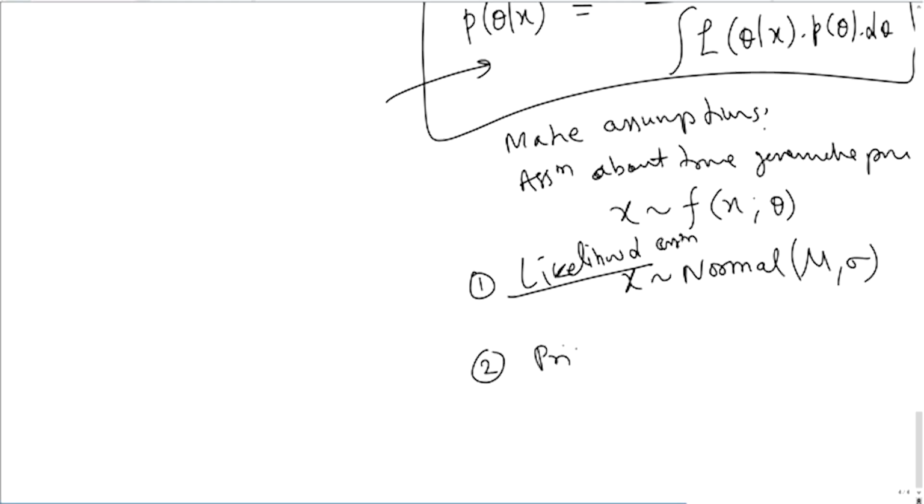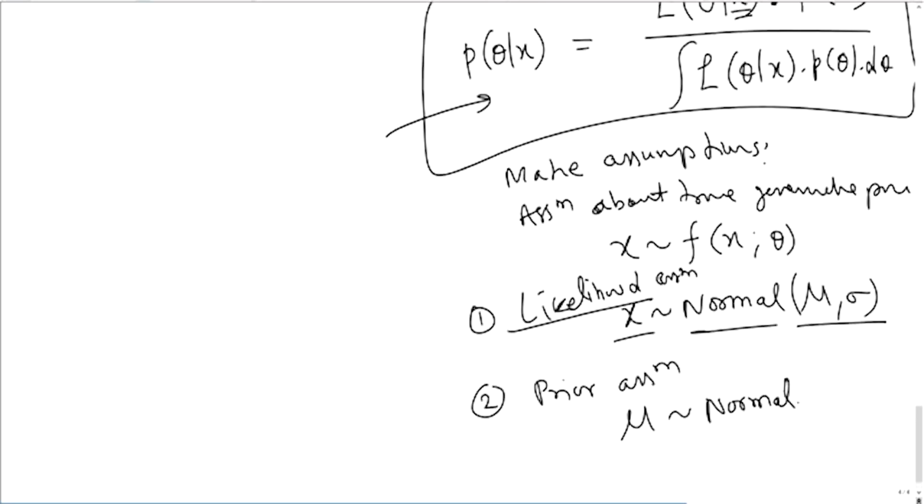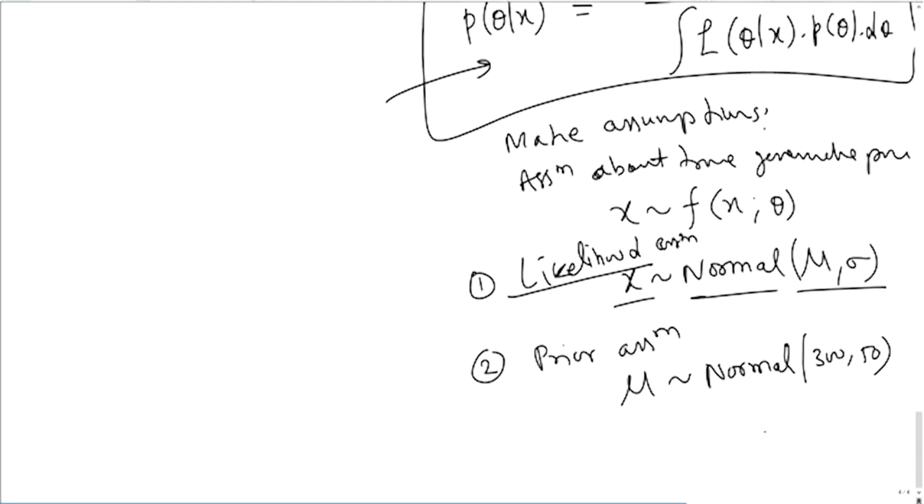Second, you need to make a prior assumption. What is the prior distribution of theta before seeing any data? Let's say you assumed x comes from normal mu sigma. What are the parameters here? Mu and sigma, two parameters. So you need to make prior assumptions about both mu and sigma. Let's say mu comes from P of mu. You can assume any distribution for this. Let's say you assumed mu comes from normal 350. That's the prior assumption of mu.